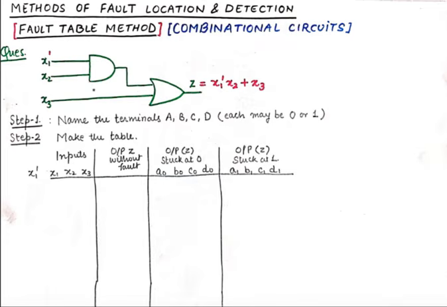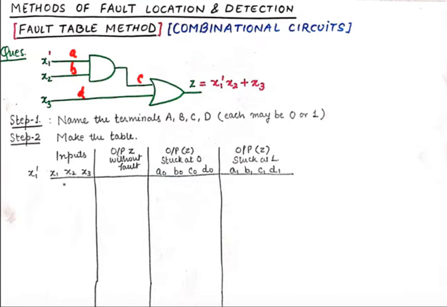If you get a question like this, you'll be asked to find the input combinations for which you must check this circuit for faults, using of course the fault table method. Now the first step is to name the terminals A, B, C and D. So I'll name this as A, B, and this terminal is C and this terminal is D. And we know that the output is x1 bar x2 plus x3.